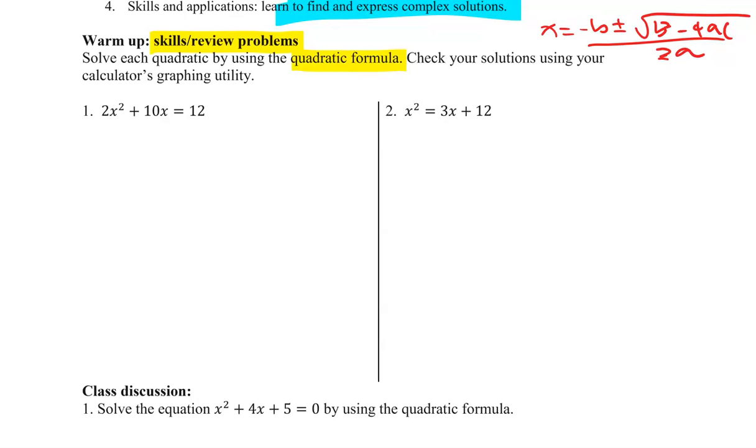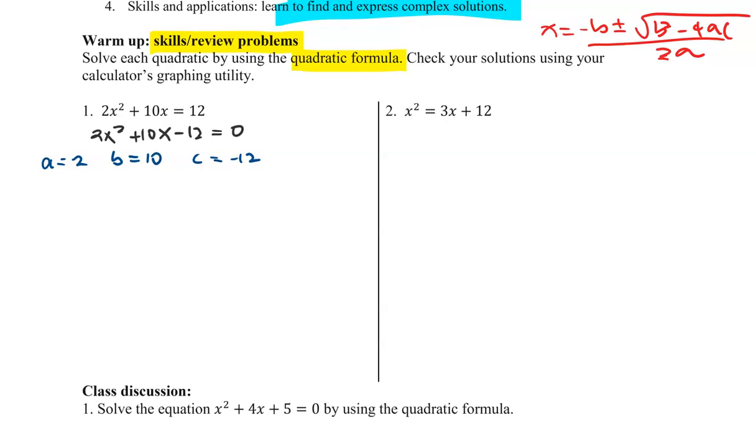For the first one, remember from last activity, we have to make sure that one side is equal to 0. So we subtract 12 from both sides. So that is 2x squared plus 10x minus 12 equals 0. And now we'll be able to identify our a, b, and c. So a is equal to 2, b is equal to 10, and c is equal to negative 12.